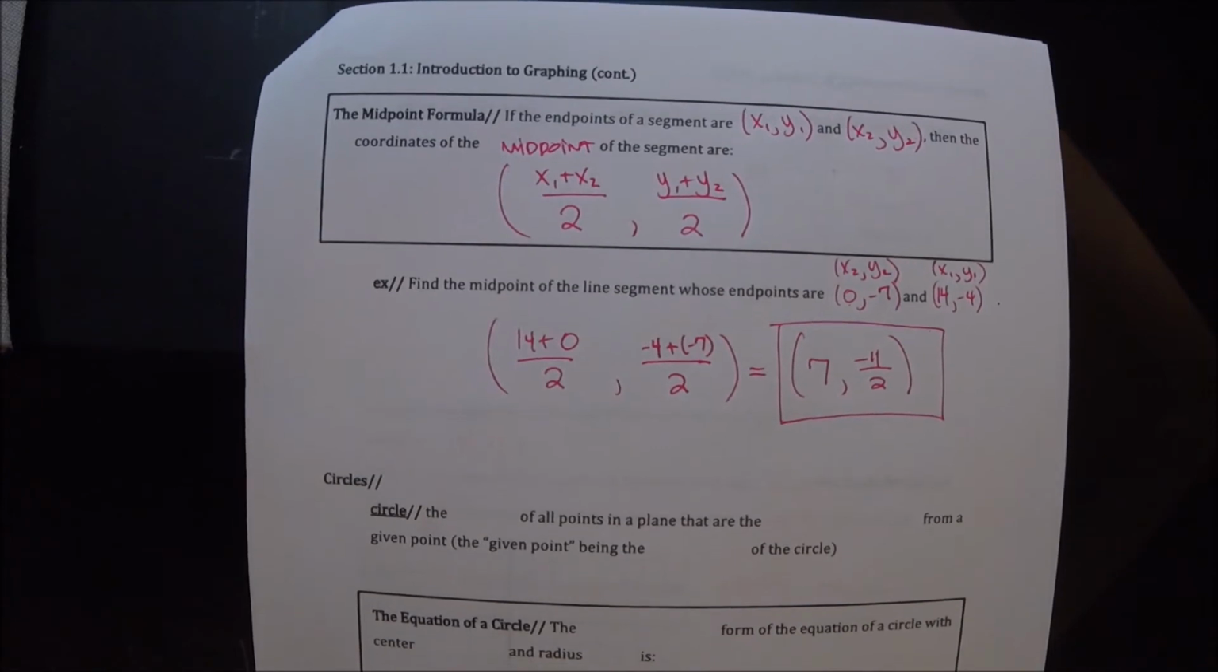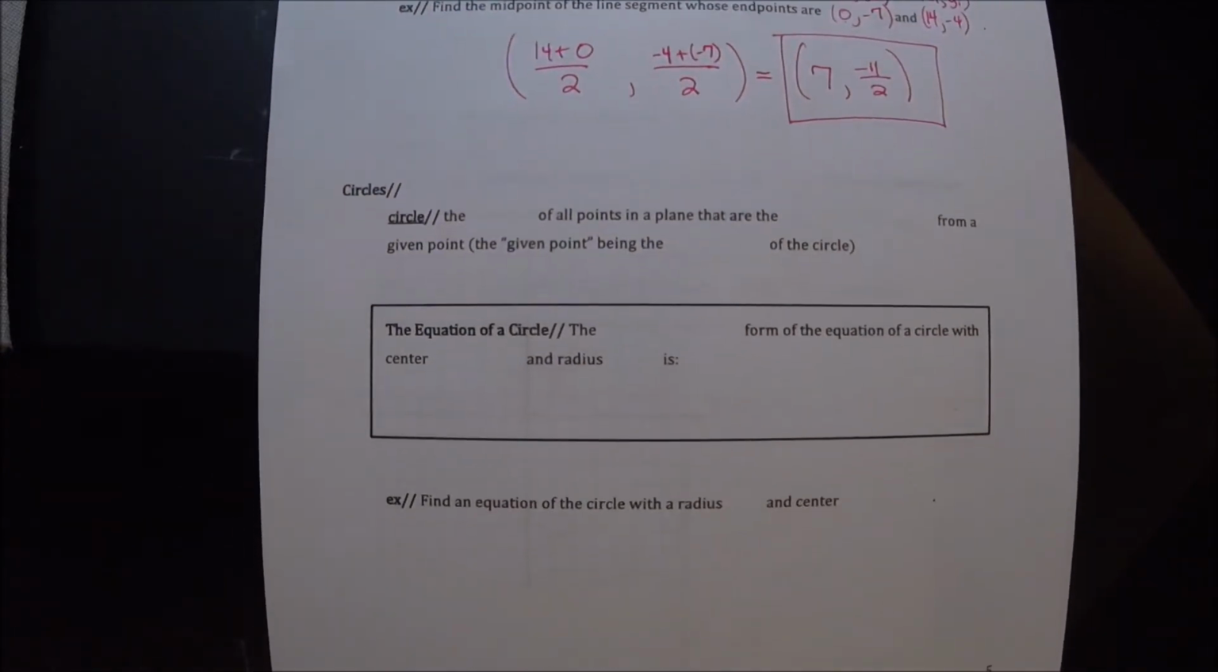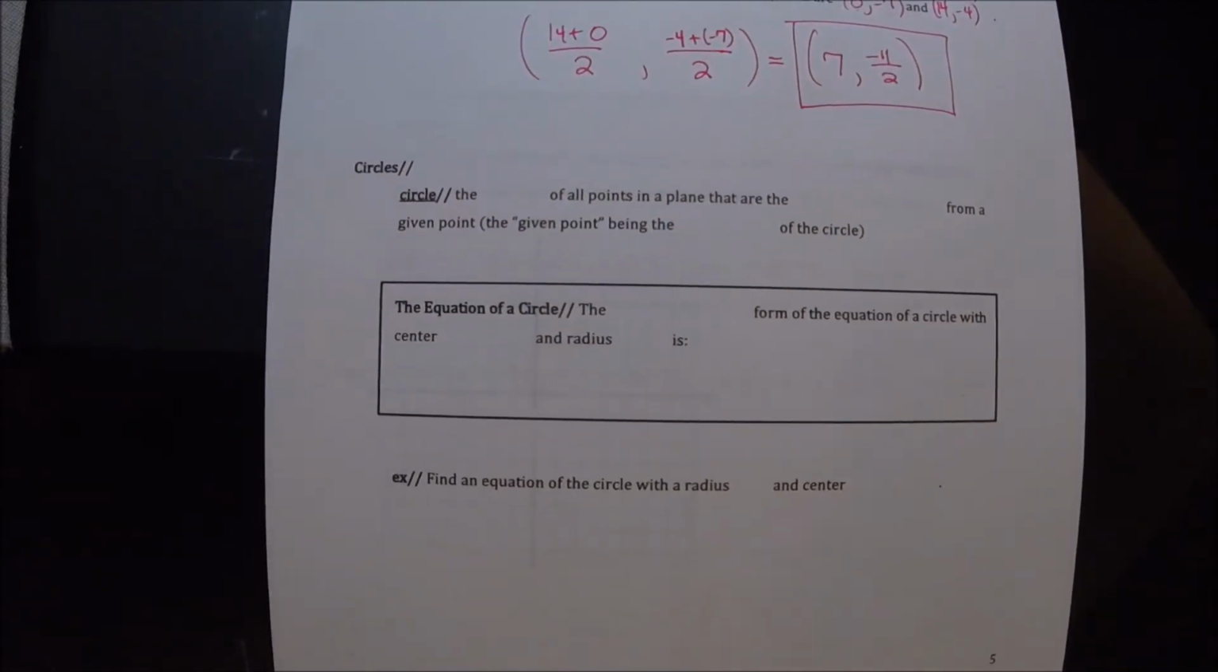Now we're going to switch again, talk about circles. So one thing that we graphed specifically in this section were lines. So there was a special formula for lines, ax plus by equals c. Well, same thing for a circle. There's a specific form for the equation of a circle. So that's what we're going to talk about here.